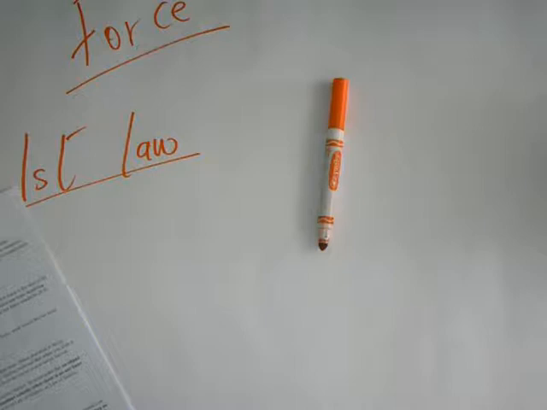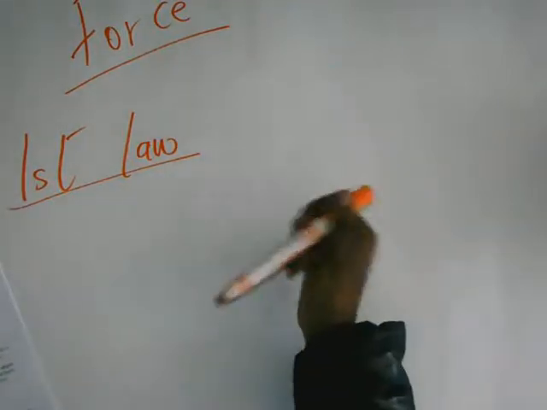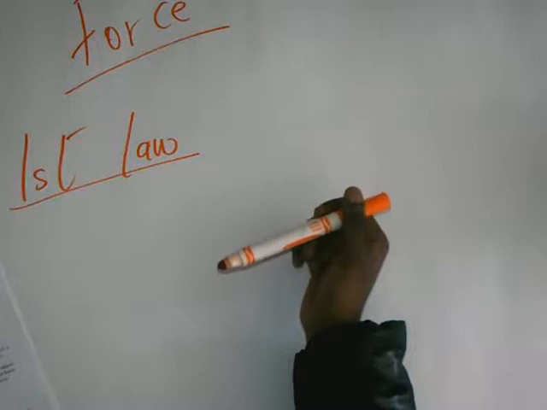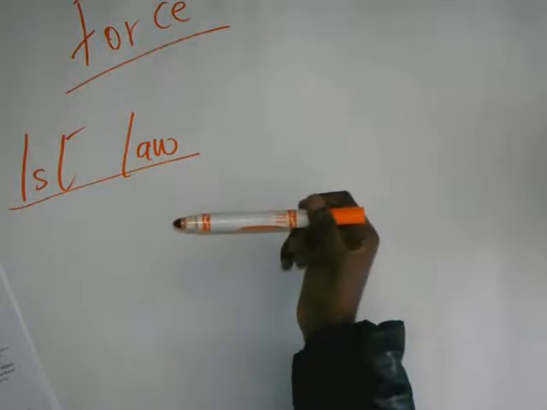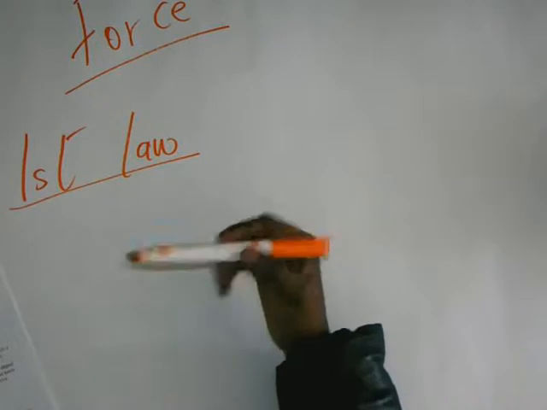We have three types of force: the first law of Newton, the second law of Newton, and the third law of Newton. Let's talk about the first law of Newton. The first law of Newton says that you have to learn a new term here, net force. Net force is a sum of all forces acting on an object. That's the first law.